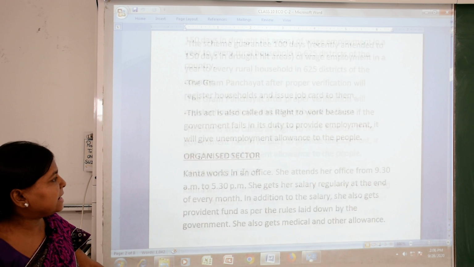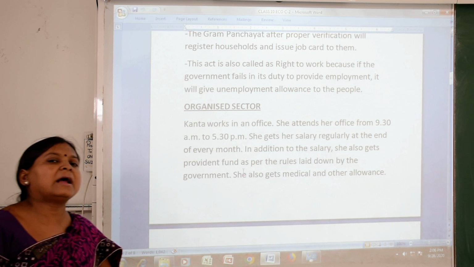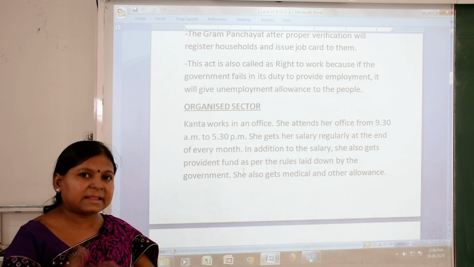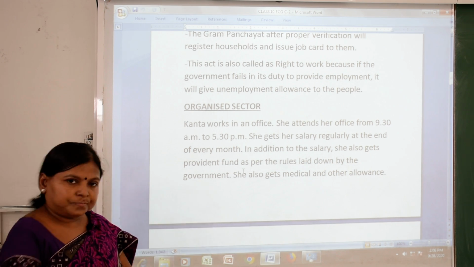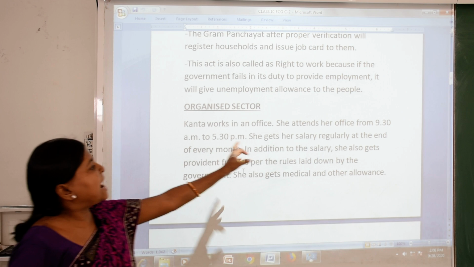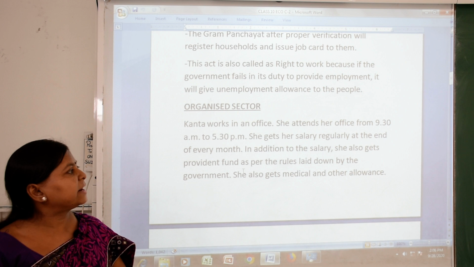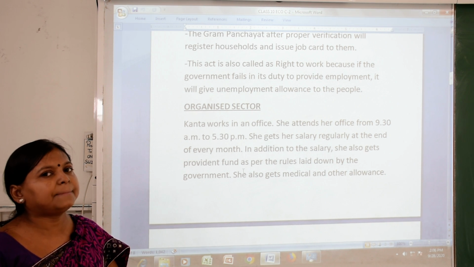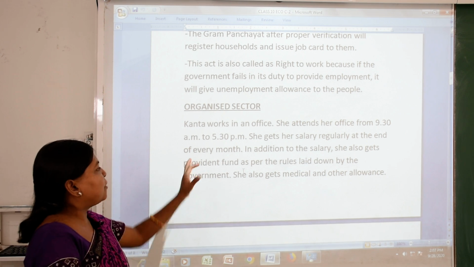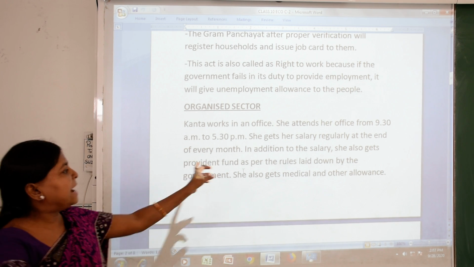Now, we are going to study here what is called organized sector, what are rules and regulations, and what is unorganized sector. See, organized sector, I am giving one example and then we study. See, Kanta, she works in an office. Do you know? She attends her office from 9:30 am to 5:30 pm. Means she is working from 9:30 am to 5:30 pm daily. She gets the salary regularly at the end of every month. In addition, she also gets some benefits in addition to the salary.